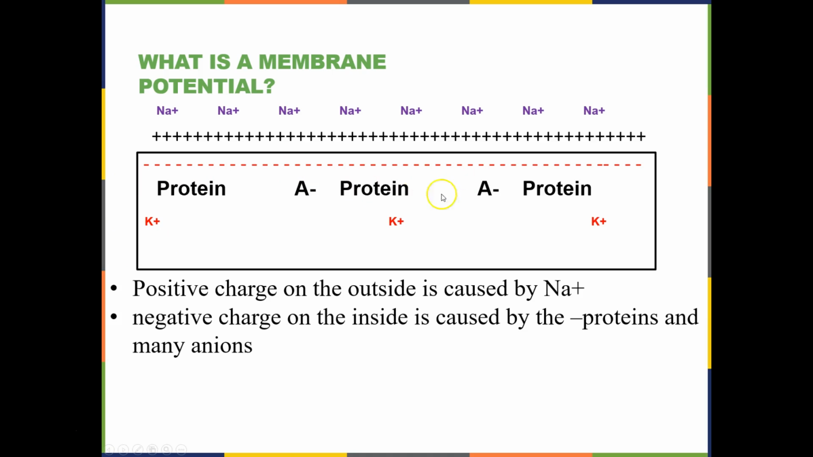We also have different ions. Inside we also have some potassium, but the amount of potassium does not make up for the large proteins that are inside. So the inside is typically more negatively charged, the outside is positive.